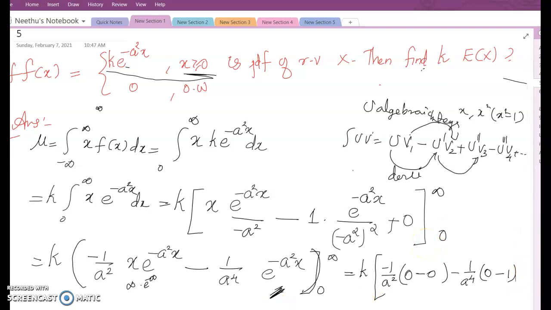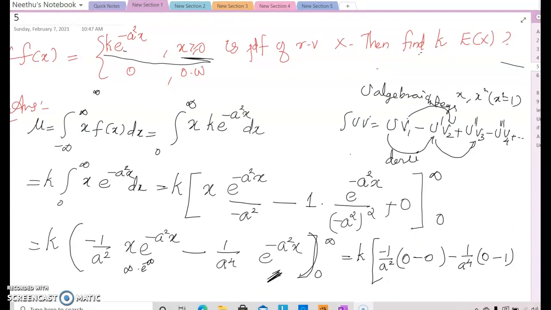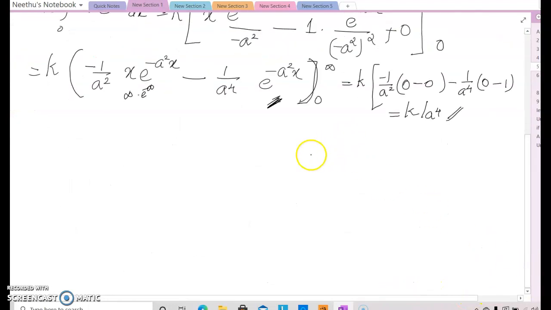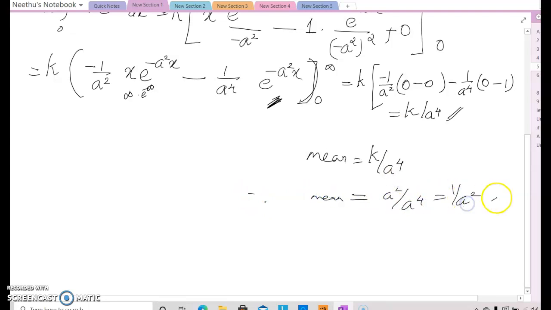That is equal to k into minus 1 by a raised to 4. ഇത് നോക്കൂ, ഇതൊക്കെ ഫസ്റ്റ് ടേം ഇത് കംപ്ലീറ്റ് 0, ഇവിടെ ബാക്കിയുള്ളത് 1 by a raised to 4, that is k by a raised to 4. Therefore mean is k by a raised to 4. k എത്ര കിട്ടി? a square ആണോ കിട്ടിയത്? Therefore mean is a square by a raised to 4, that is 1 by a square. Simple ആണ്.